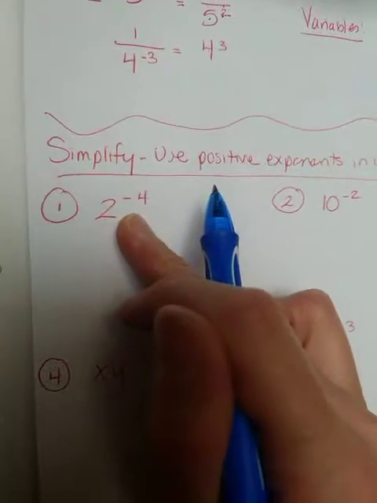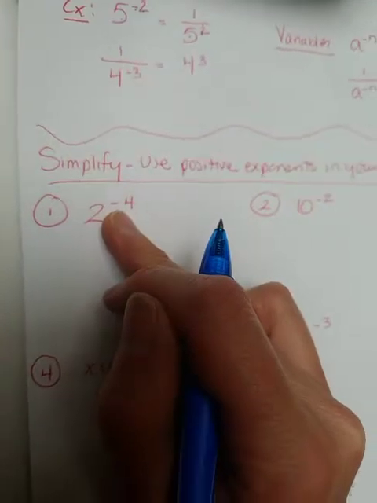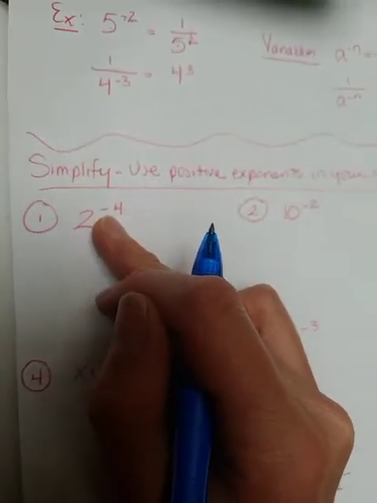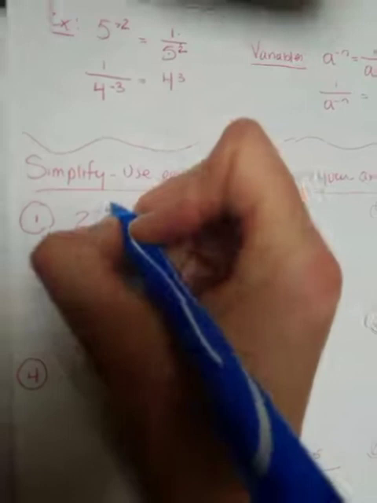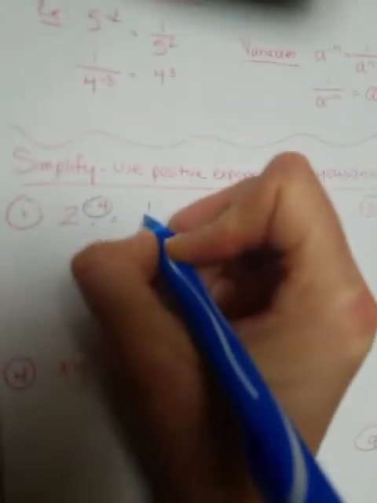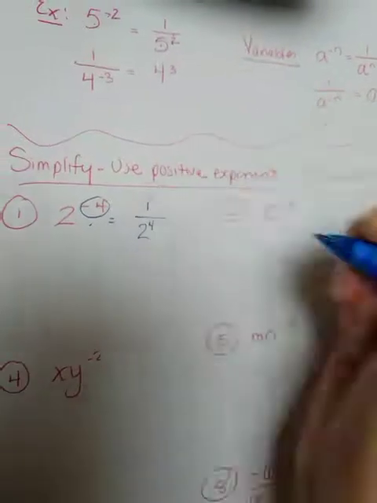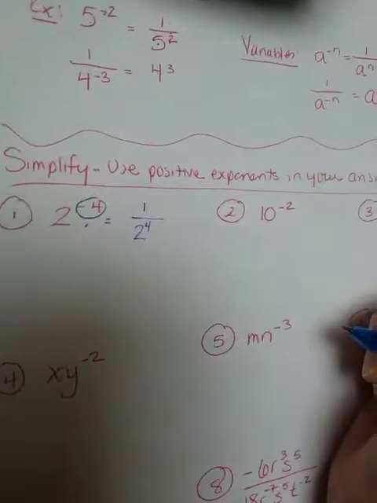2 to the negative 4, sorry. So my base is 2. And just because there's a negative exponent, that does not mean you have a negative answer. That's a big mistake we always see. Because of this negative 4, that tells me I have to write it as 1 over 2 to the 4th power. And that's your answer.